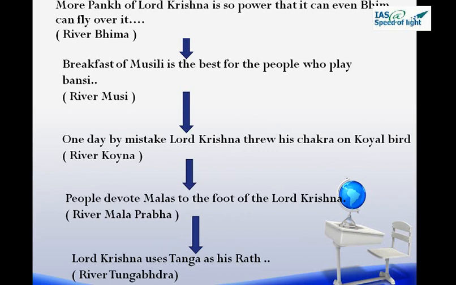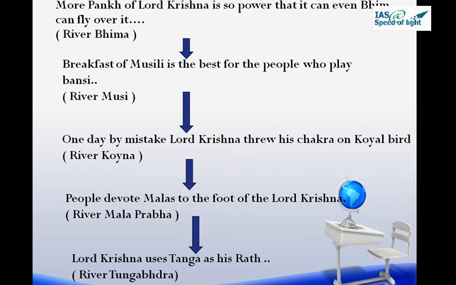Then it was rath, on which Lord Krishna travels. So Lord Krishna uses a Tanga as his rath. Tanga, I think you all are aware now. In some cities, that Tanga practice is still there, where there is one horse, and beside that horse we have a cabin for the passengers to sit. So Lord Krishna uses Tanga as his rath. From Tanga we get river Tungabhadra, right?